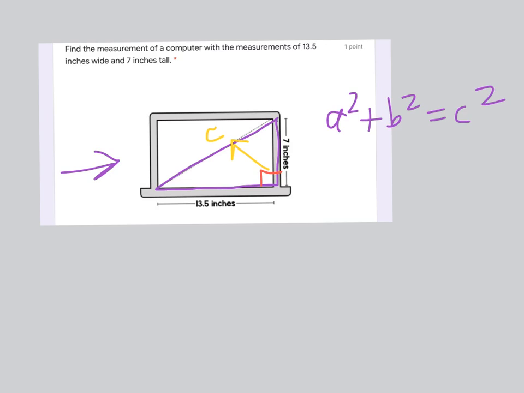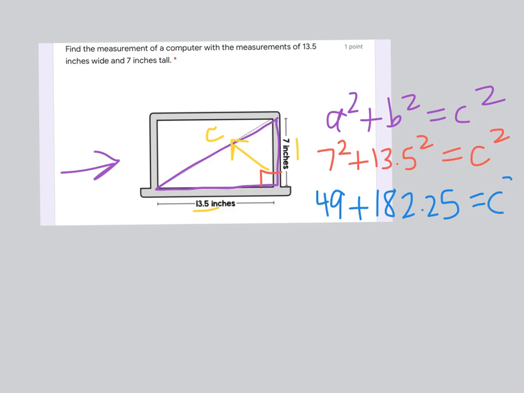So this kind of mixes it up, and this is what you did last week. The 13.5 and the 7 are going to be our a and b. So I'm going to go 7 squared plus 13.5 squared equals c squared. Okay, so I hope this one doesn't mess you up. Now we're going to go 7 times 7, which is 49. And then I'm going to grab my calculator to do 13.5 times 13.5, and that's 182.25 equals c squared. Okay, so then I add this together and then take the square root.